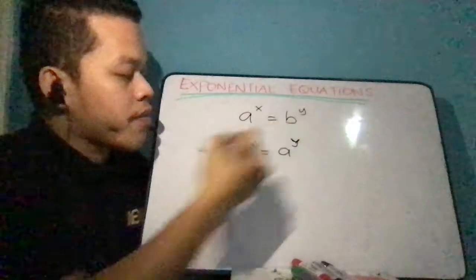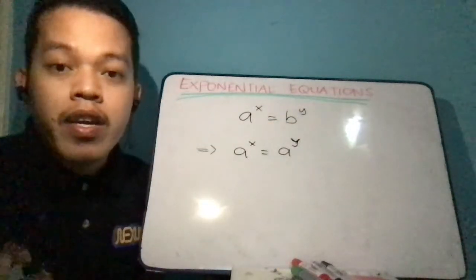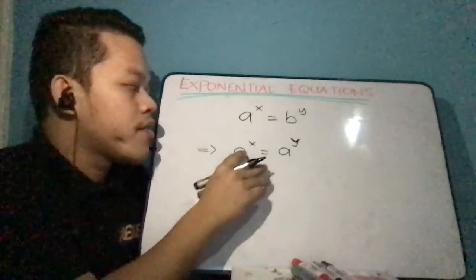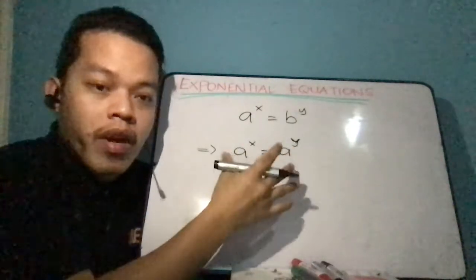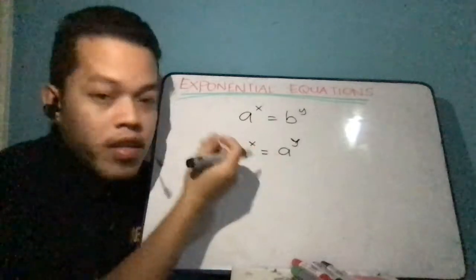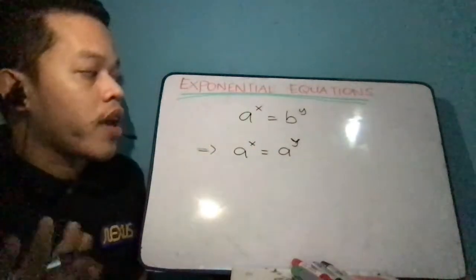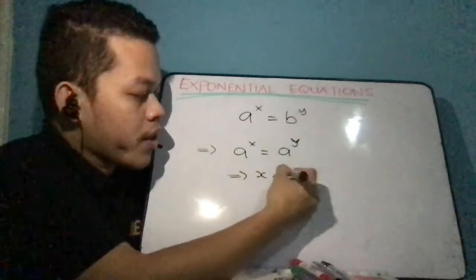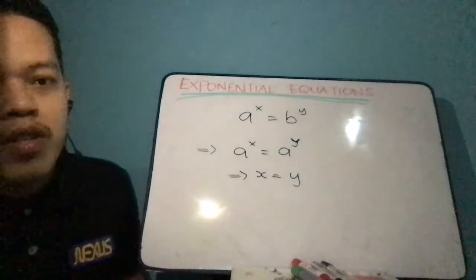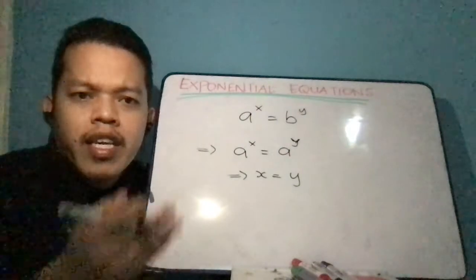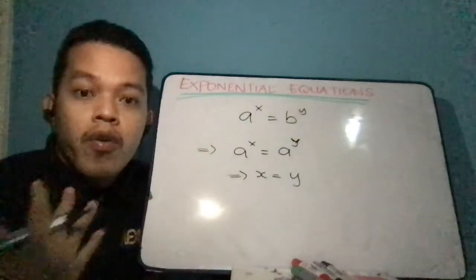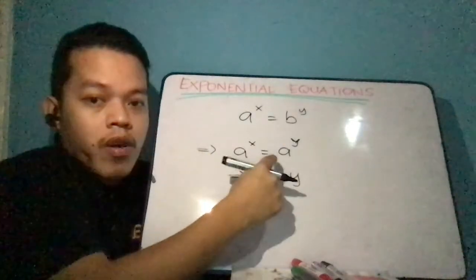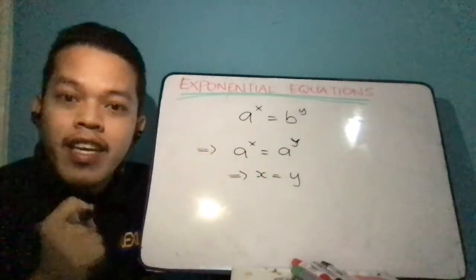And to solve this kind of equation, we have to know the property of equality of exponential equations, which means that if you have a to the x equal to a to the y, with a equal to each other, so they are of the same base, then it implies that you can equate the value of x equal to y. So we're not necessarily canceling out the value of a. What we're talking about here is the one-to-one property. That means if the bases are equal, then the exponents are equal.